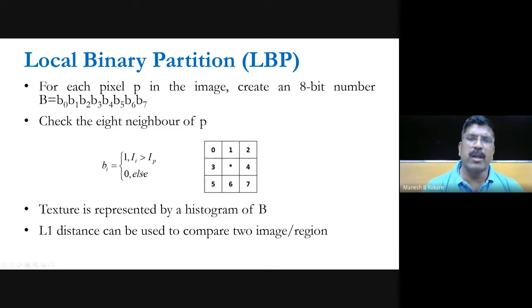In that way, you can calculate the local binary pattern for every pixel, and then you can use that local binary pattern as a texture feature. Texture is represented by the histogram of the LBP values. Then the L1 distance can be used to compare two different texture images, and so on.